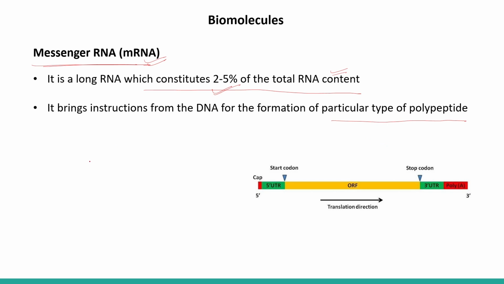So if you remember central dogma of the molecular biology, so this is DNA. Now from the DNA, again DNA is formed. This process is called as replication. Now from DNA, RNA is formed. This is called transcription. From RNA, protein is formed, and this is called translation.